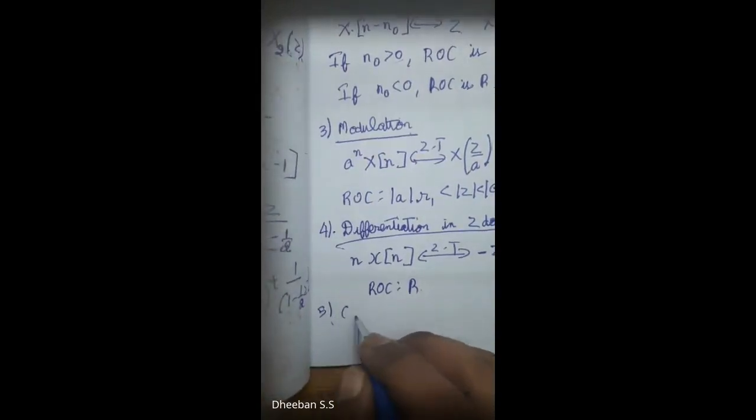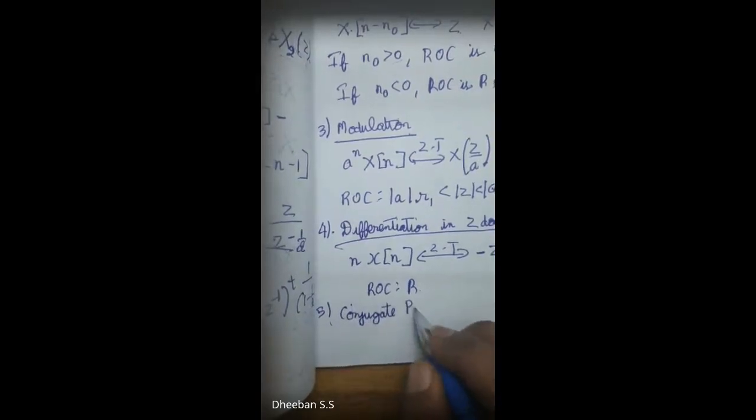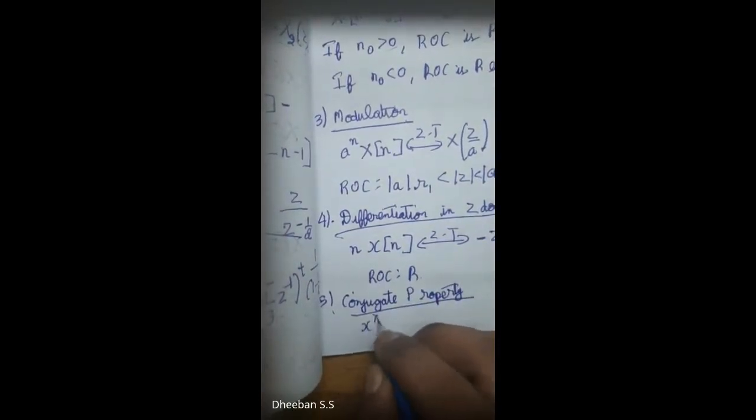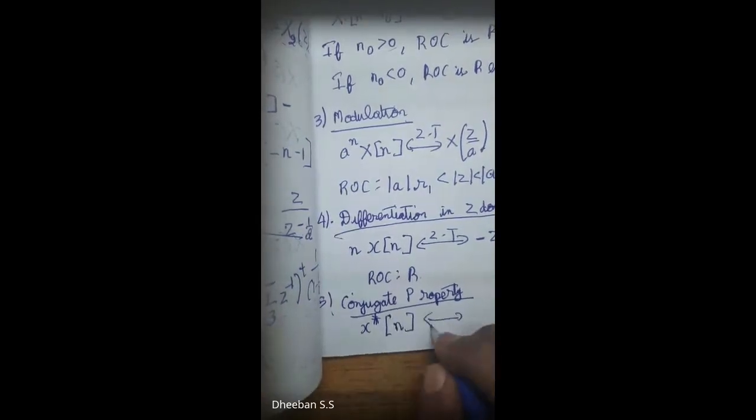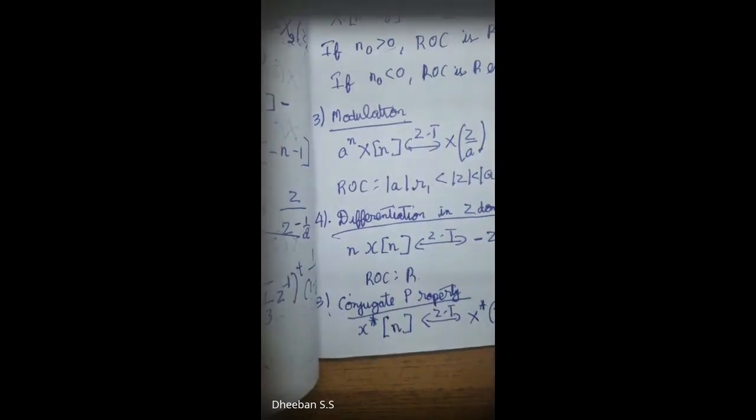This one is the conjugate property. As per the conjugate property, x star of n, taking the transform, we get X star of z star. So the ROC is the same R. Similar to this, we'll be seeing problems related to everything. So this is the conjugate property.